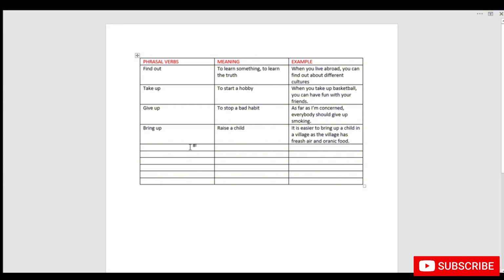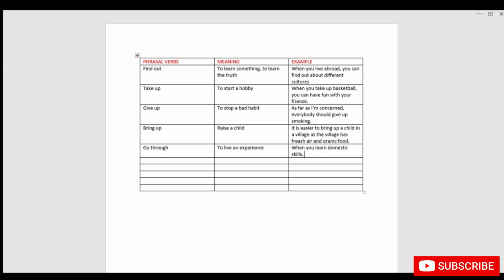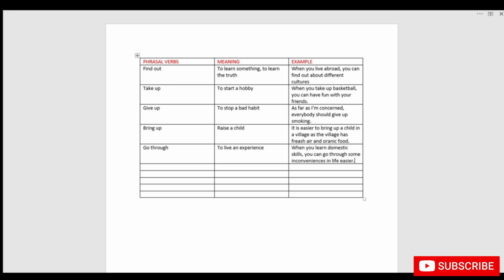Our next example is go through, and it means to have an experience or to live an experience. Go through something. It means that something is happening to you and you are dealing with that situation, so it means to live an experience. And we can say, when you learn domestic skills, let's imagine that we are writing an opinion essay about it, you can go through some inconveniences in life easier. And domestic skills, I mean cooking, sewing, cleaning, these things, and inconveniences are minor disturbances, little accidents that happen, for example, in the house. So if you know how to cook or clean, you can go through these hardships, these inconveniences easier.